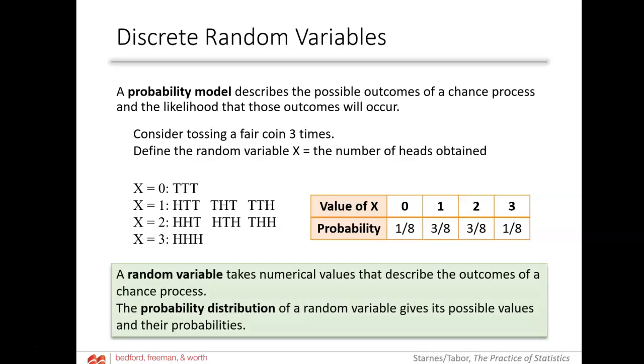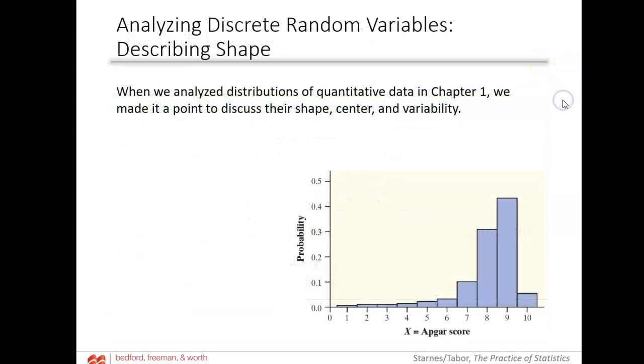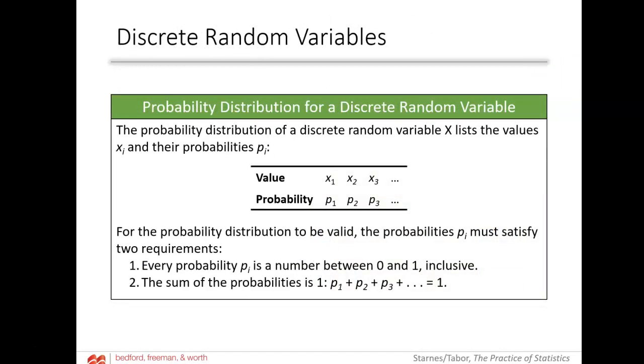So the random variable takes numerical values that describe the outcomes of a chance process. The probability distribution of a random variable gives the possible values and their probabilities. As we look at this data, which events are more likely when you're tossing 3 coins? Well, according to the probabilities, it's more likely that you would get either 1 head or 2 heads. Of course, we know what that means. It doesn't mean the other outcomes won't happen. It's just more likely that it would land on 1 head or 2 heads.